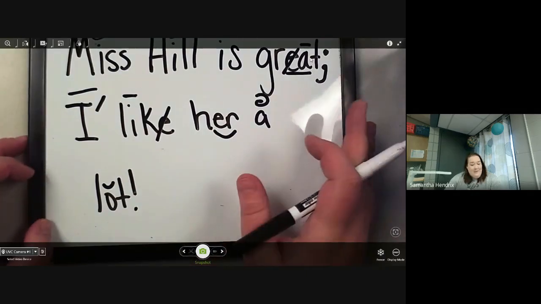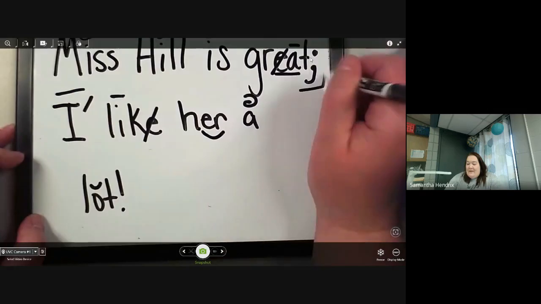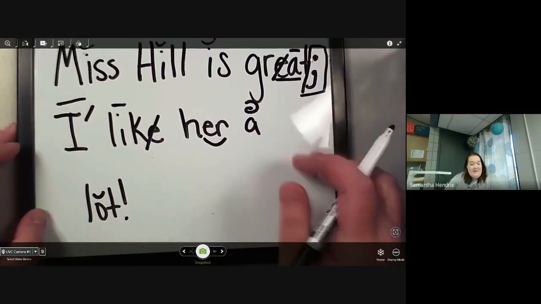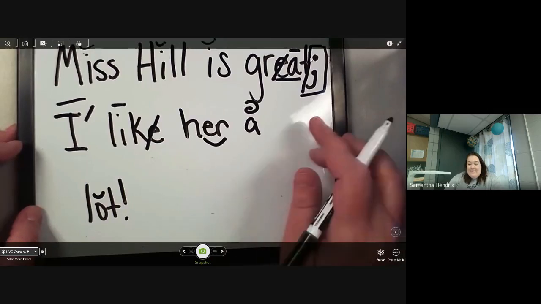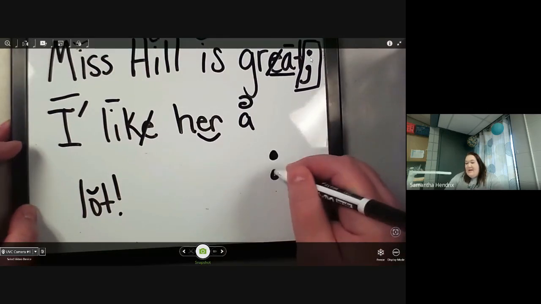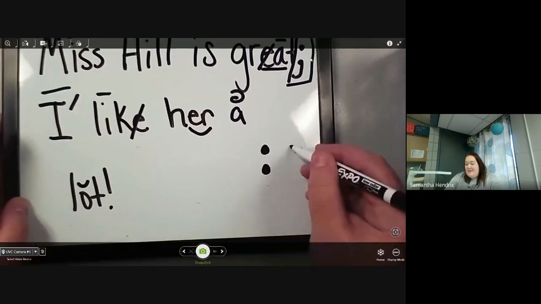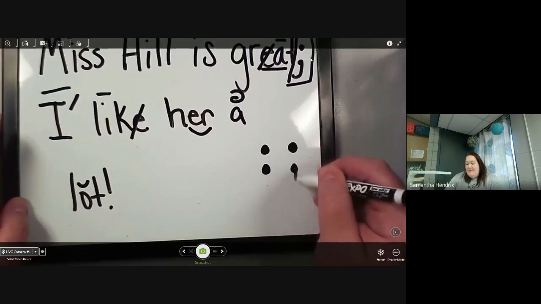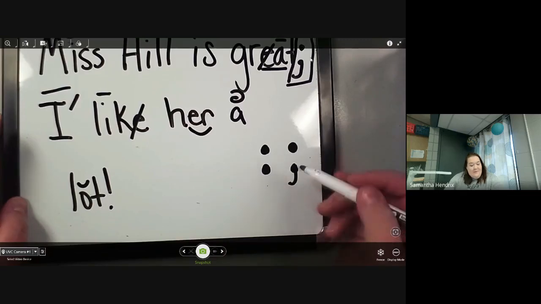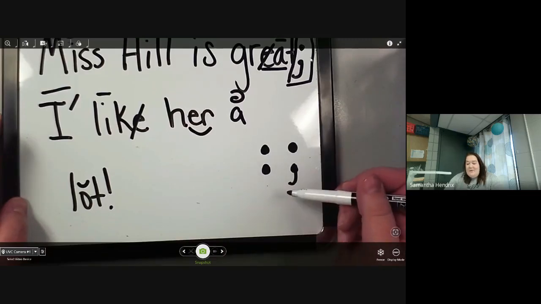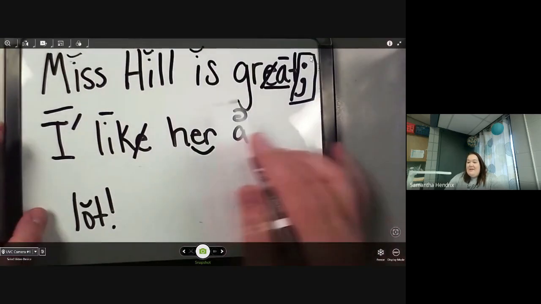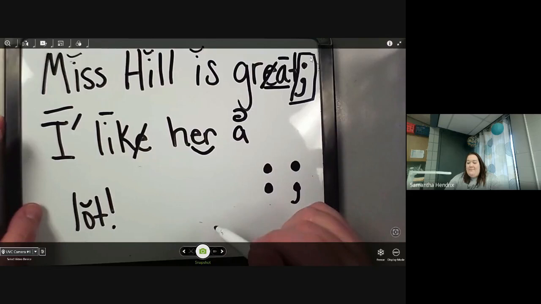Okay. So who knows what this is called right here? Anybody? This is a semicolon. So a semicolon, this is a colon. We see this in time. Okay, this is a semicolon. Like half colon, half comma, right? So we use this punctuation between two sentences that are very closely related. Miss Hill is great. I like her a lot. Okay.